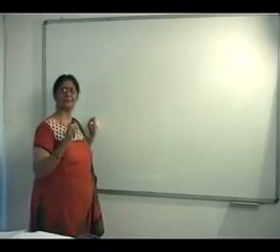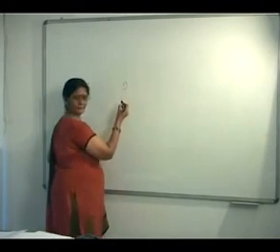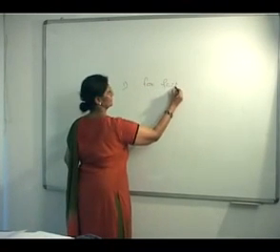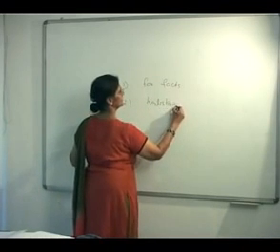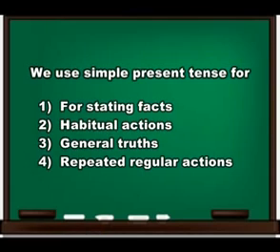So, from the above examples, you have come to know that we use simple present for one, stating facts, two, habitual actions, three, general truths. Then repeated, regular actions.